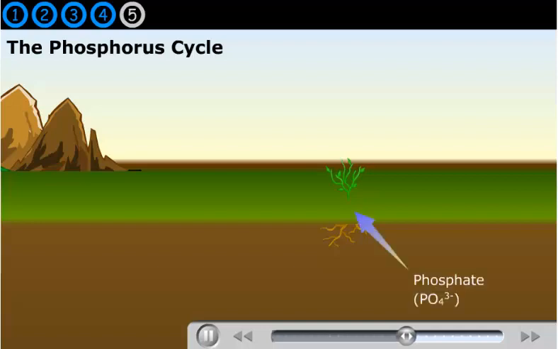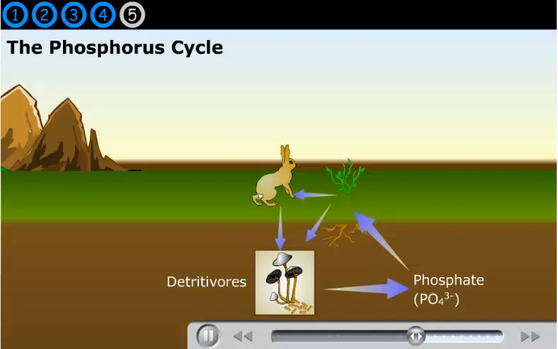The only important inorganic form of phosphorus is phosphate. Plants use phosphates in the soil to synthesize organic molecules. Phosphate is added back to the soil by the decomposition of dead material and feces. Phosphate is also added to soil through the weathering of rocks.